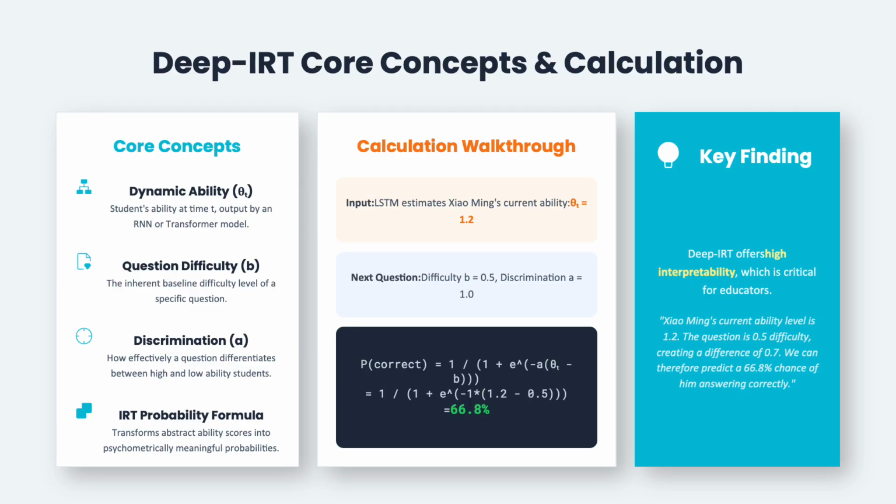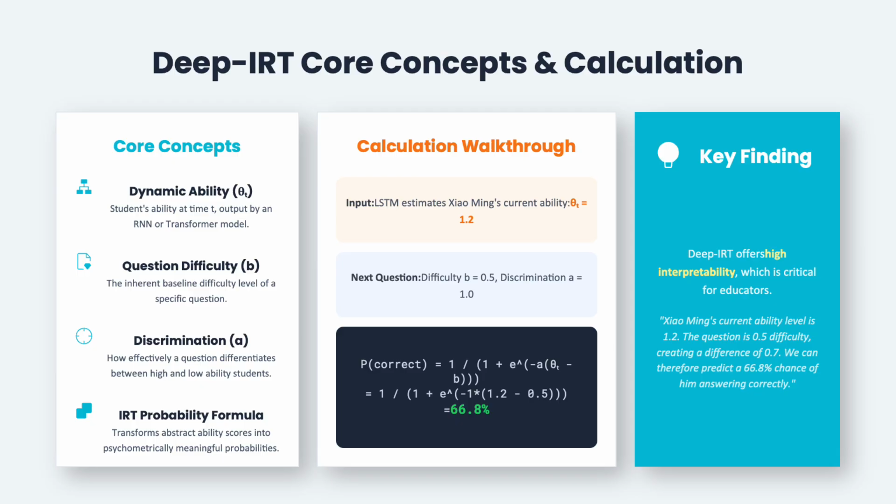Deep IRT cleverly combines the best of both worlds, the theoretical foundation of classic psychometrics, IRT, with the power of neural networks. Here's how it works. It takes the raw data of which student answered which question correctly or incorrectly. Then, its neural network acts like a sophisticated interpreter, trying to figure out two hidden things: the student's current ability level, theta, and the difficulty, beta, of each question. It's a bit like a detective trying to deduce two unknowns from a series of clues.